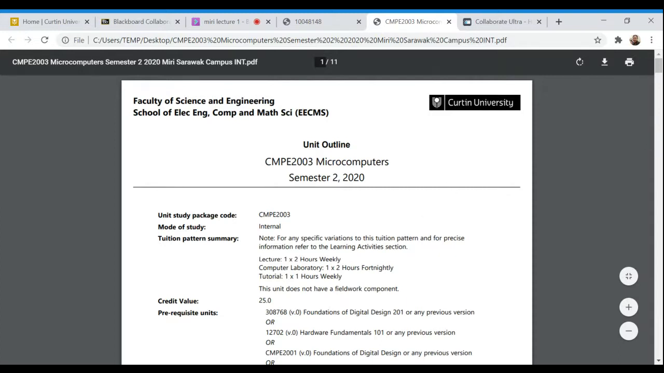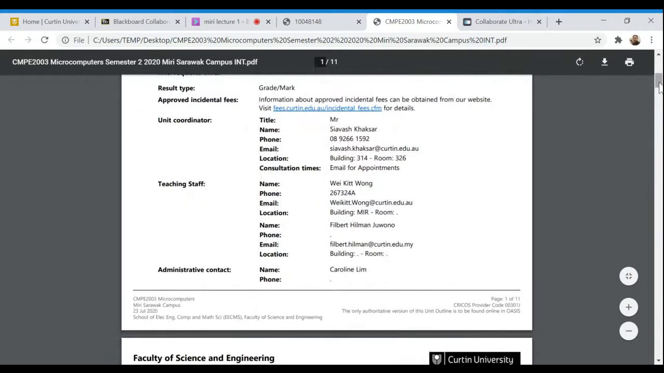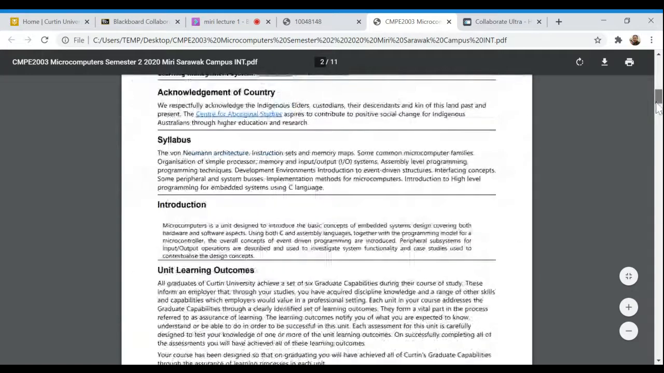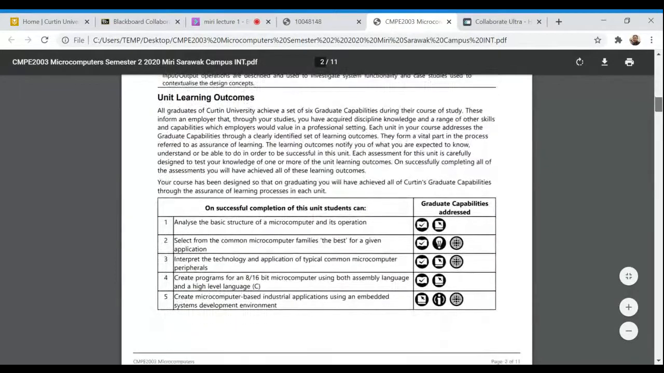But we're going to explain to you, since we are having this COVID-19, both the Australia Perth campus and Malaysia are affected. In Australia, they are having a bit of face to face, but in Malaysia, we are purely doing online. So the labs will have to change a bit, as compared to Perth, because in Perth they still have face to face. So I'll just run through the unit outline with you. There are five unit outcomes.